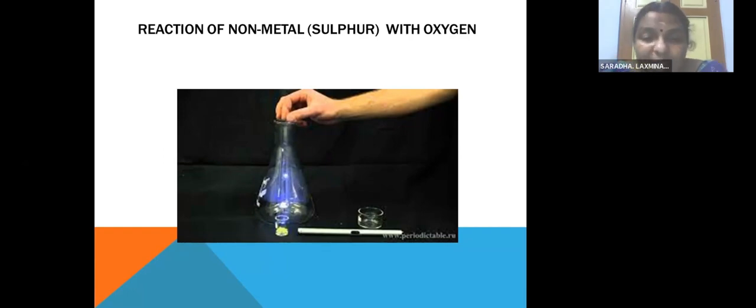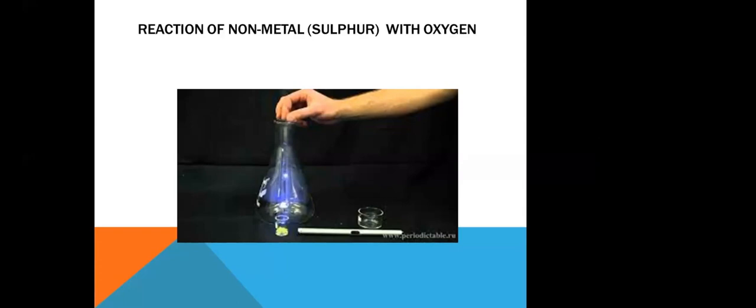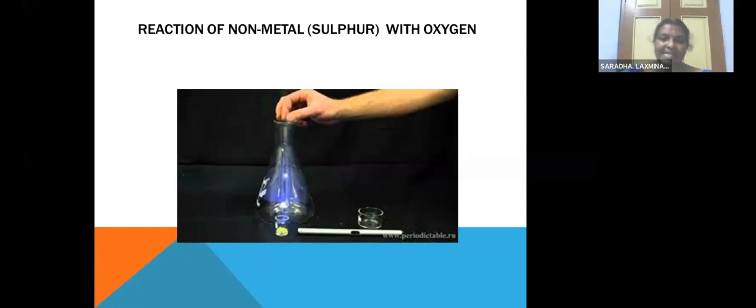So how do you test whether it is acidic or basic? By using blue litmus paper. Introduce a blue litmus paper to it, and it turns red. That says it is acidic. So this will help us have a clear idea about this, right? Shall I proceed, teachers? Yes, ma'am.